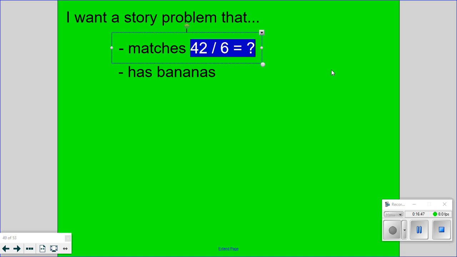Kaden, read it to me in English. 42 jars put into 6 equal groups in each group. 42 things put into 6 groups has the same value as mystery things in each group.